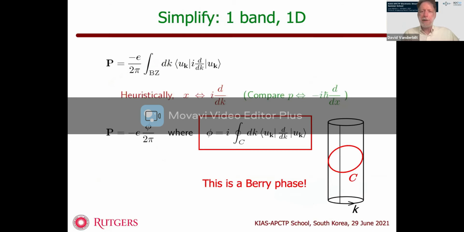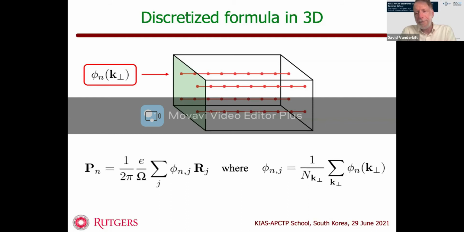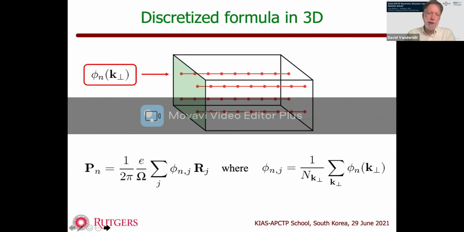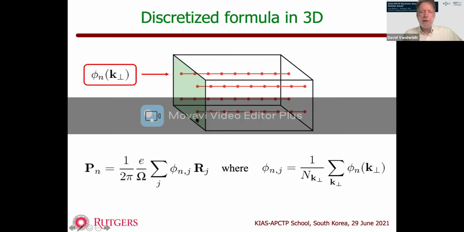Before I leave this part, I just want to say a word about how this is implemented in 3 dimensions in first principles codes like ABINIT and VASP and Quantum Espresso. The polarization in general has 3 Cartesian components corresponding to 3 orthogonal real space lattice vectors labeled by j equals 1, 2, 3. For j equals 1, that's along the x direction. What the codes do is set up a string of k points in the x direction and calculate the Berry phase along each string, and then average those Berry phases over a two-dimensional k-mesh in a manner similar to the way everything else is averaged in density functional theory.